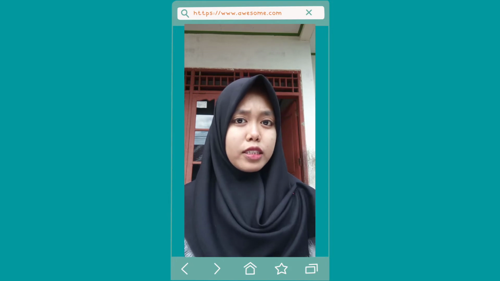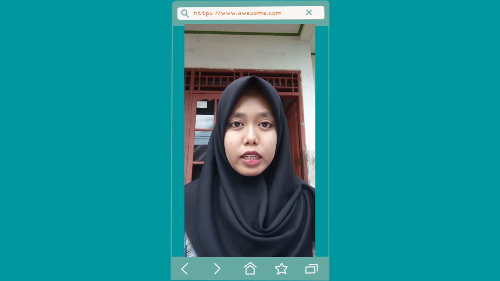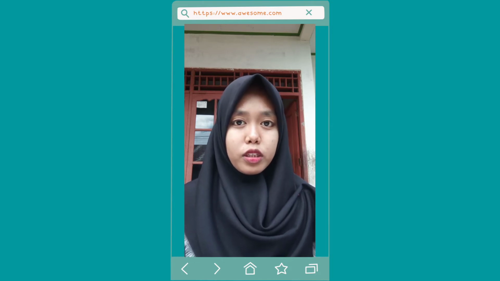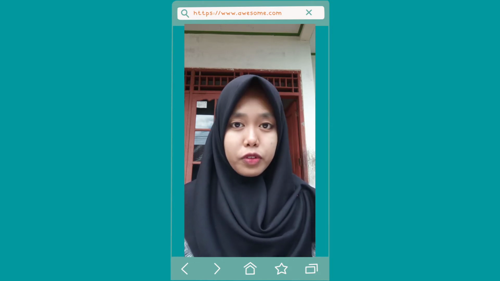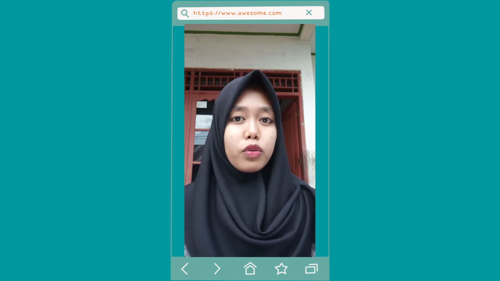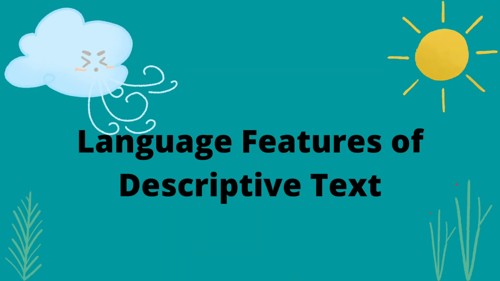Then, what about the characteristic of descriptive text? The characteristics are 1. The verb used is an attribute verb such as be and is are. 2. Only focus on that one object.